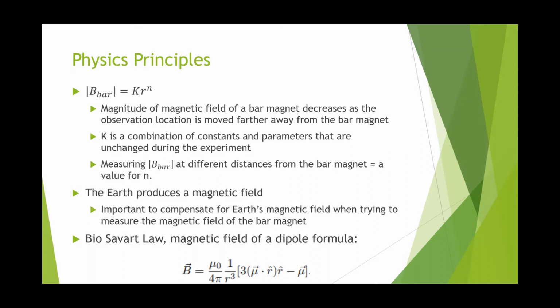A derivation of the Biot-Savart law was also used to determine the magnetic field of a dipole. The bar magnet was a permanent dipole.